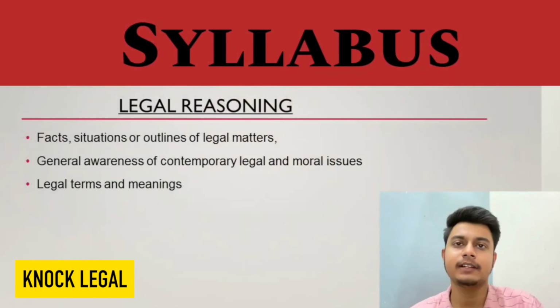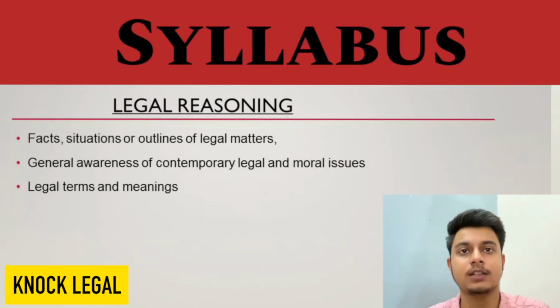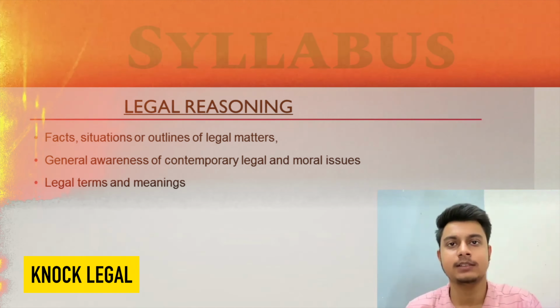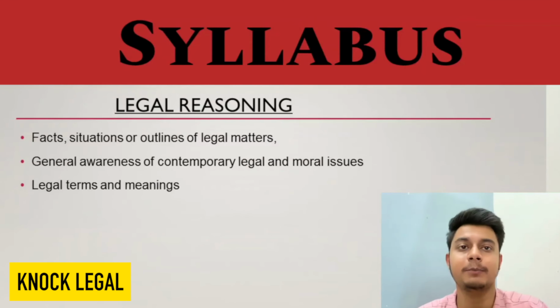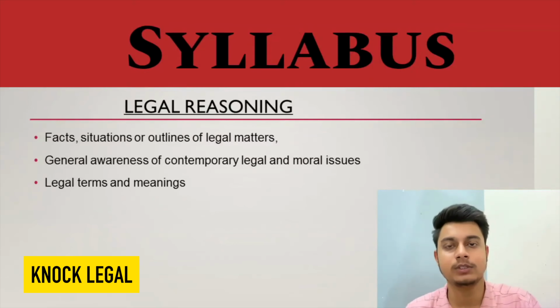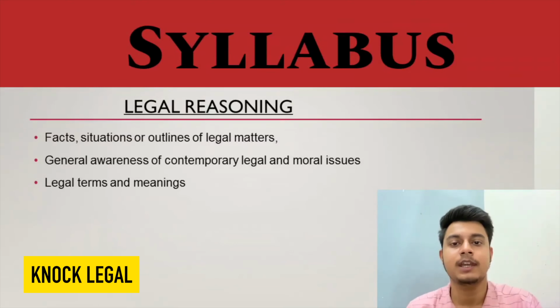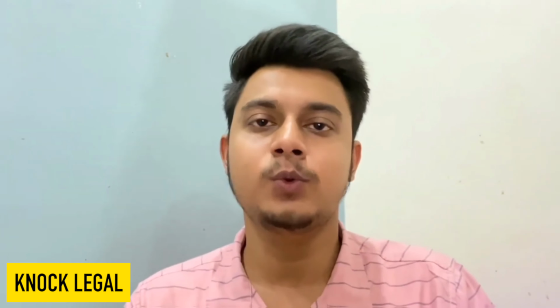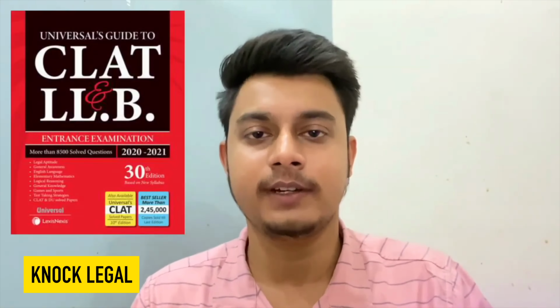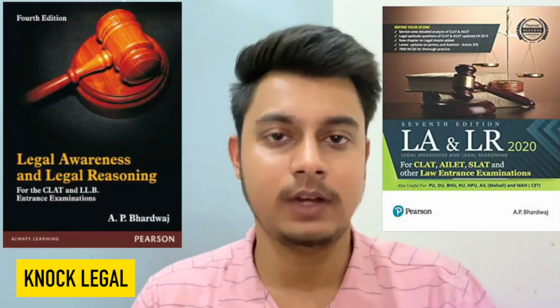Legal reasoning covers facts, situation or outlines of legal matters, general awareness of contemporary legal and moral issues, legal terms and meanings. It includes law of torts, law of crimes, family laws, legal maxims, and all the things related to law. The legal section, you can refer to the Universal book or the A.P. Bharadwaj's book.